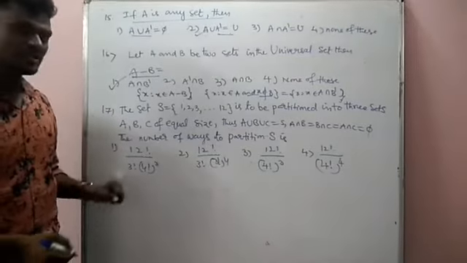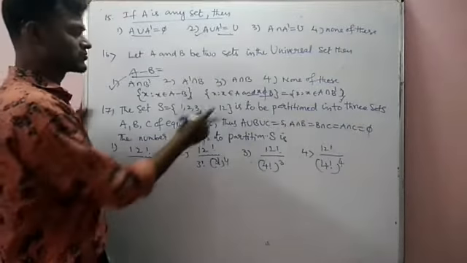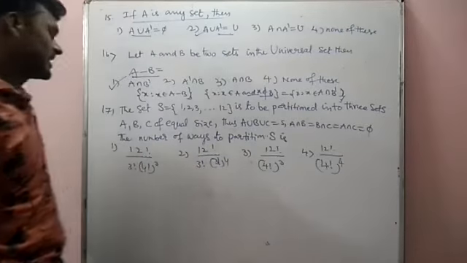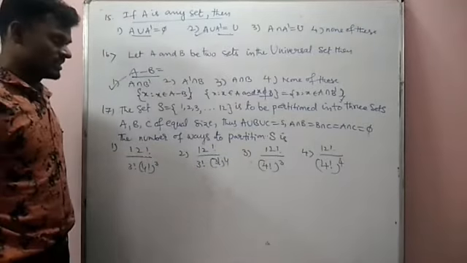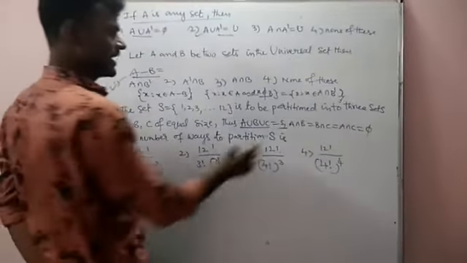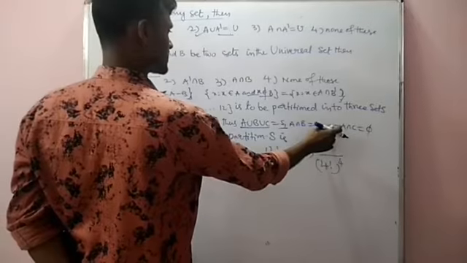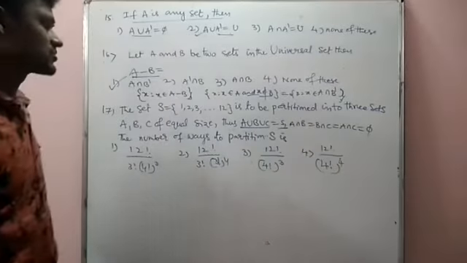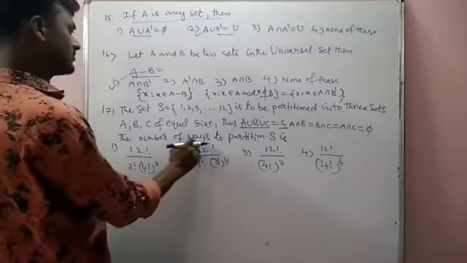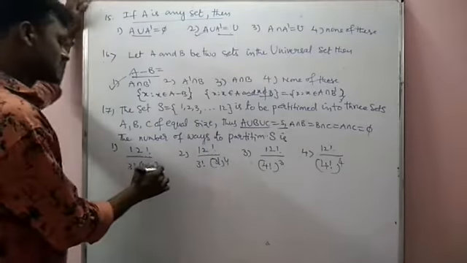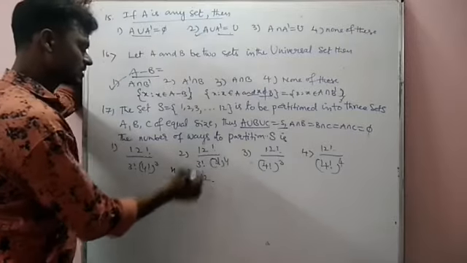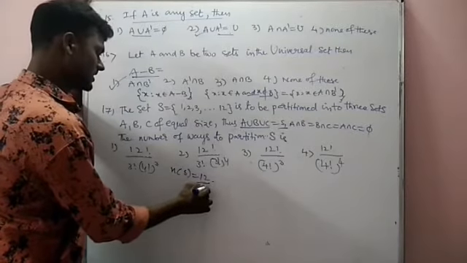Next, the set S is equal to 1, 2, 3 up to 12 elements as given. It is to be partitioned into 3 sets A, B, C of equal size. Thus, A union B union C is equal to S, and A intersection B is equal to B intersection C is equal to A intersection C is equal to 5. The number of ways to partition S is. Suppose S has n of S equal to 12 elements. Here the total number of sets is 3.